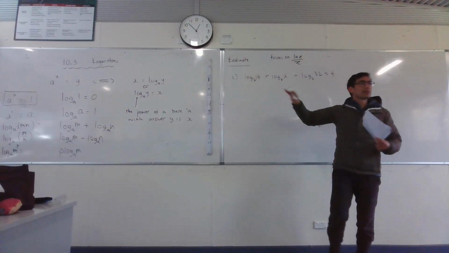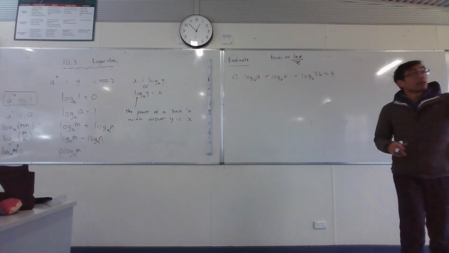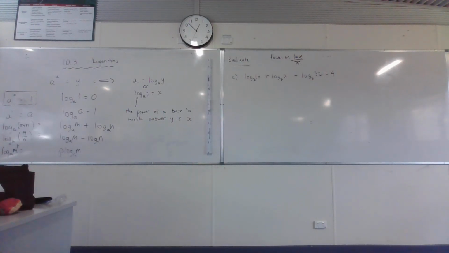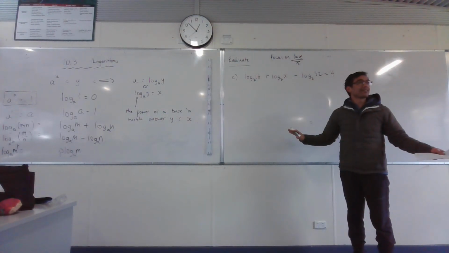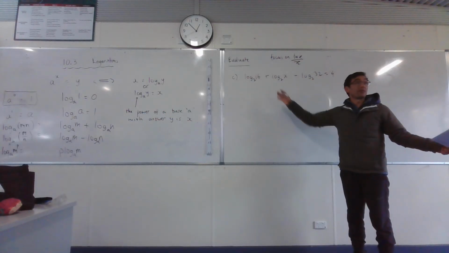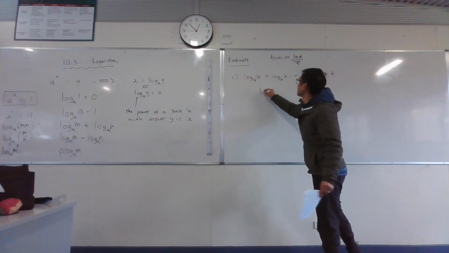16 and x. It's Denise, is it? What's your name? Sorry. Sienna. Sorry, Sienna. I called you... Sorry, Sienna. 16 and x. Sienna, what can I do with them if they're adding? Put them together.